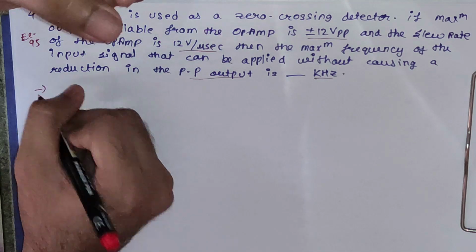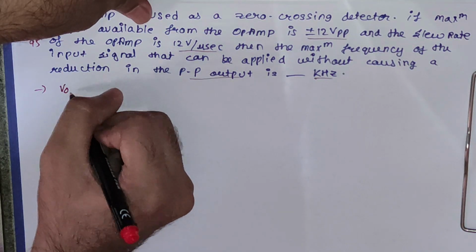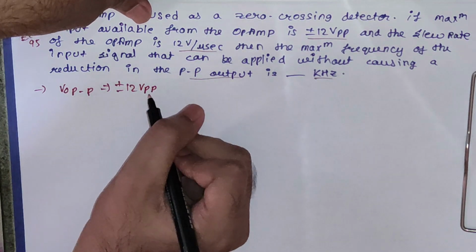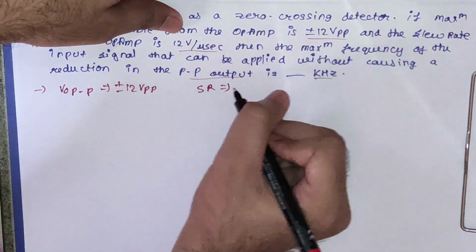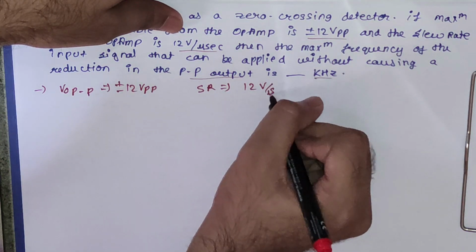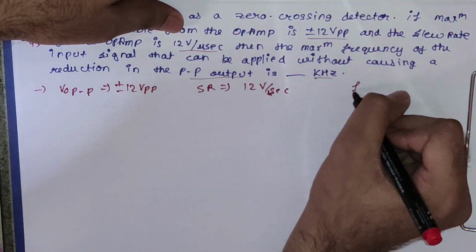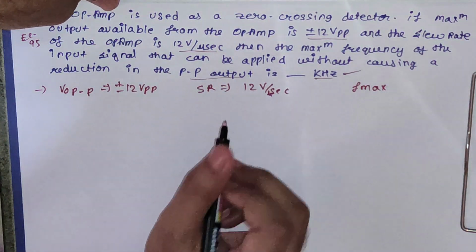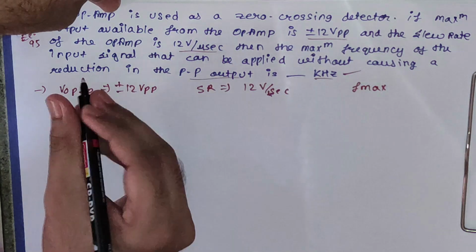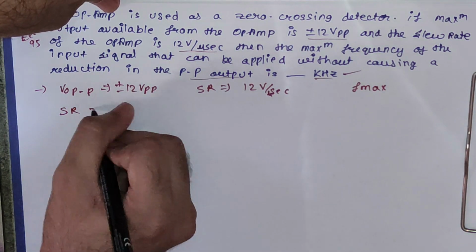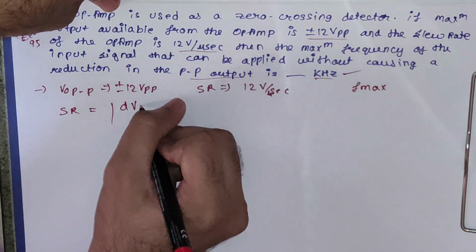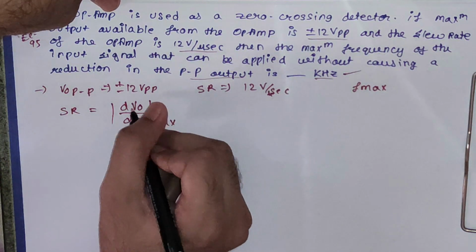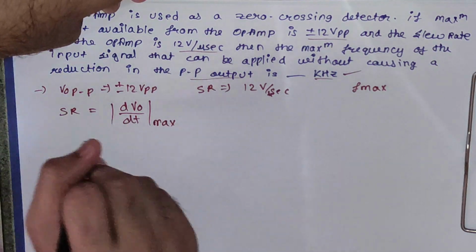So basically if I write the given terms, we have Vo peak to peak as plus minus 12 volt, and we have a slew rate as 12 volt per microsecond. And we want f max in kilohertz. To solve this type of sum, you should know the formula of slew rate. Slew rate is given as mod of dVo by dt max. Okay, the maximum change in output voltage with respect to time is your slew rate.